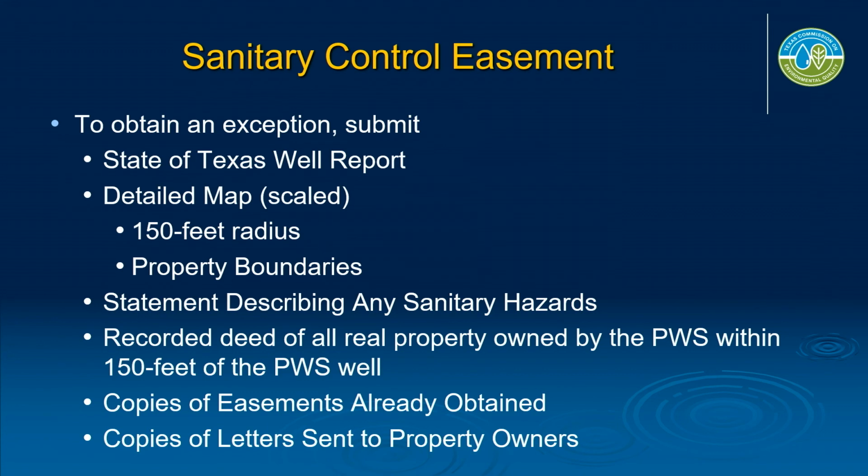Again, as you can see here, it's very similar to the well setback exceptions. To obtain an exception, you're going to want to submit a State of Texas well report, a detailed site map with the property boundaries and everything, which will be helpful, the well setback hazard survey describing any sanitary hazards, a recorded deed, copies of easements already obtained, and copies of letters sent to the property owners.